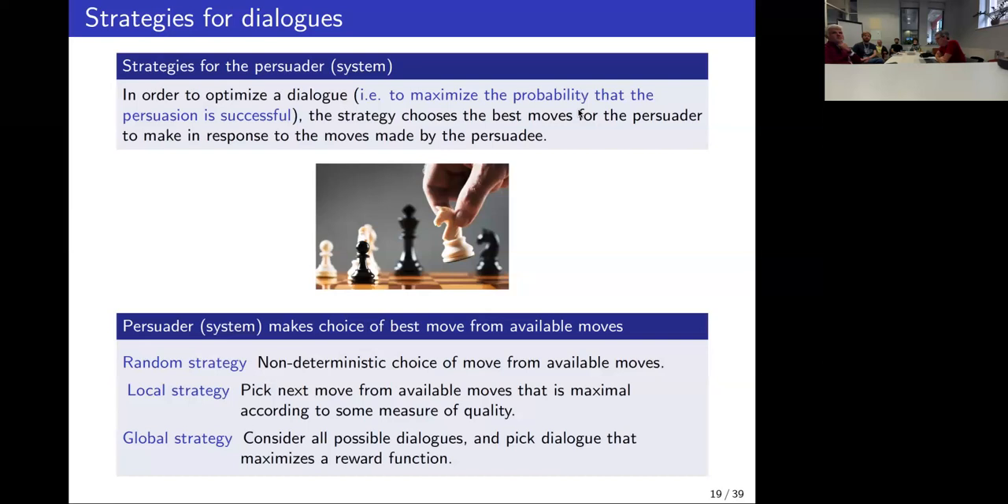So we looked at a local strategy, where you just look at the next step and, out of the available moves, decide what's the best move to make. And we also looked at a global strategy, where you actually think about it as a game theoretic problem and choose a policy for the whole dialogue. So you actually think about it in depth. I'll say more about both of these.